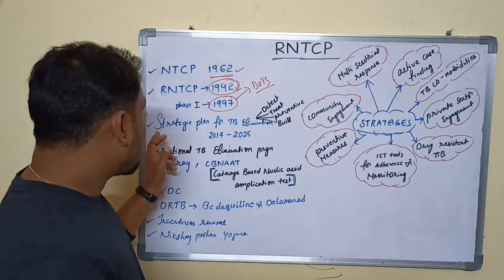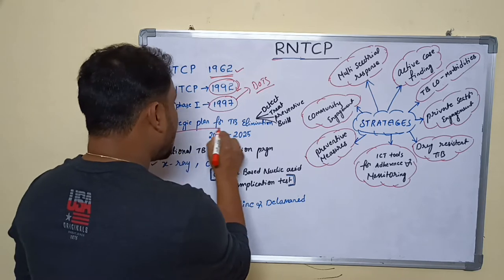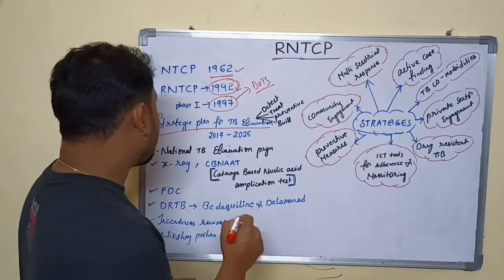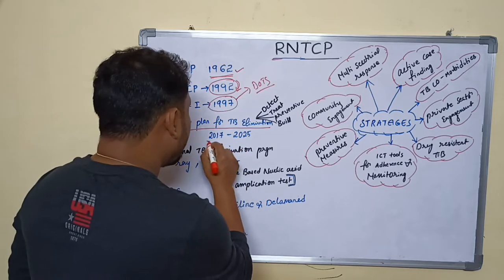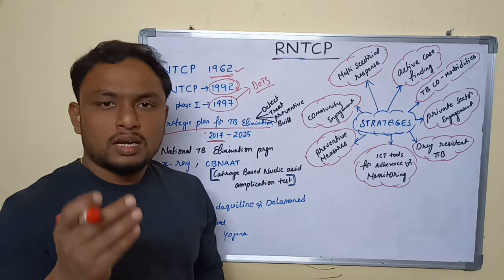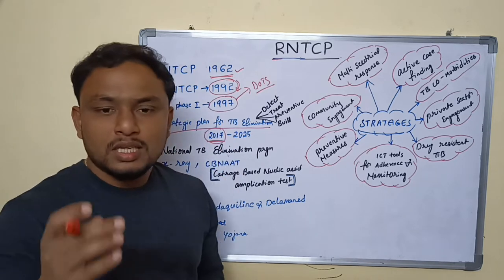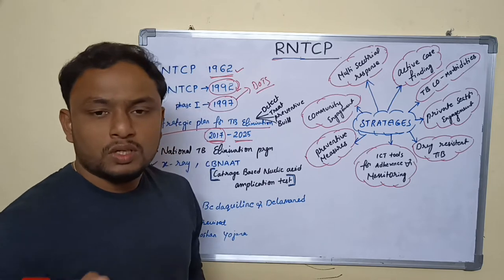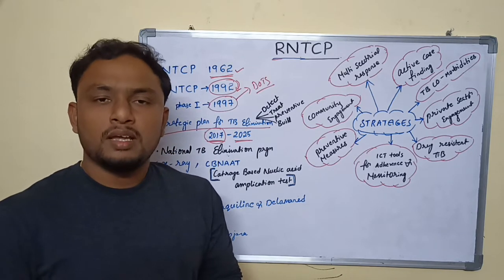And at present, we have another strategic plan for TB elimination. It is a recent trend in the RNTCP program. What is the recent trend? Strategic plan for TB elimination. It was started in 2017 under Prime Minister Narendra Modi. He wants to eliminate TB from India by the year 2025. By 2025, we have to eliminate or eradicate tuberculosis from India.